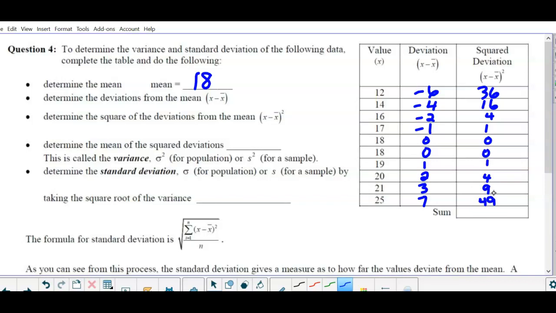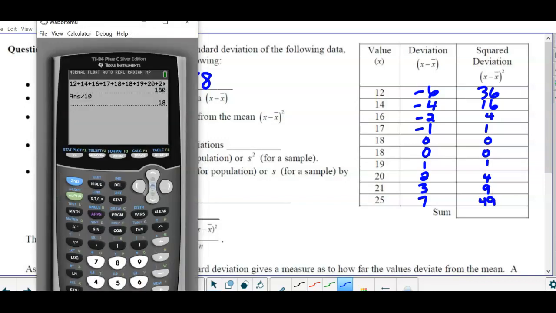And then add those up and find the sum of those. So 36 plus 16 plus 4 plus 1 plus 1 plus 4 plus 9 plus 49. Okay, so that's 120.